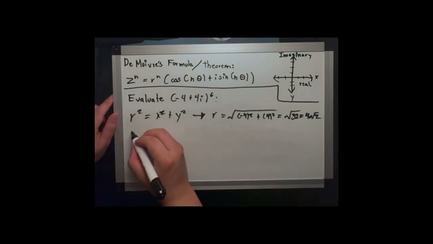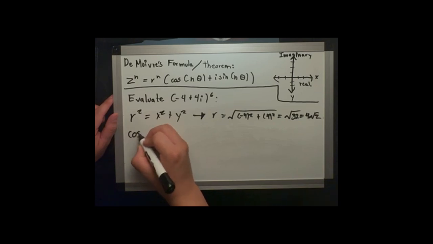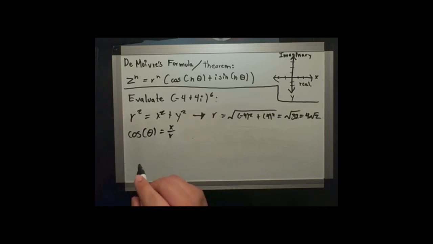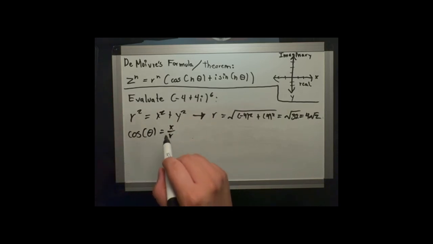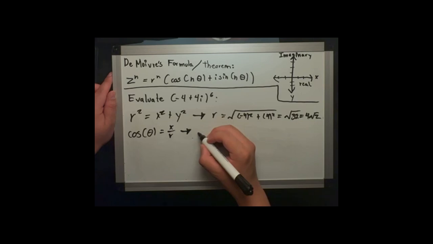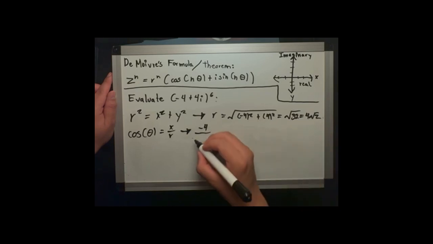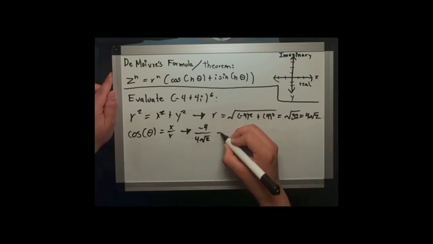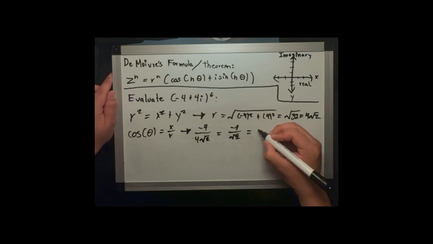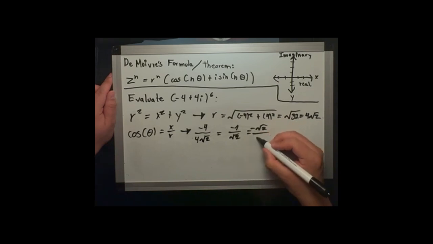And for theta, we can use the following. We're going to use this identity, which is the cosine of theta equals x over r. And we already have all of that. So the x is going to be the -4, and the r is going to be the 4 square root of 2. And we can simplify this into being -1 over square root of 2. Or if we wanted to write it the other way, it would be negative square root of 2 over 2.